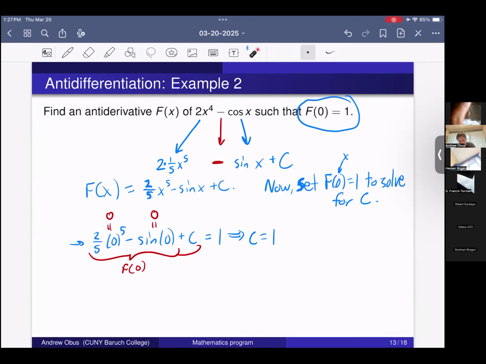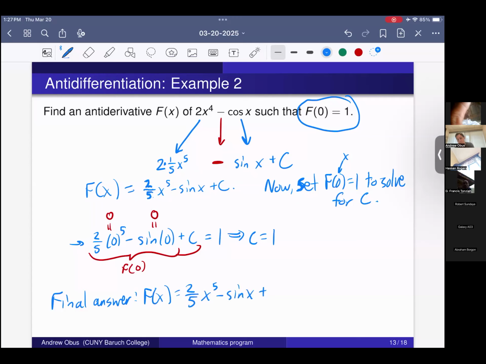Okay, so the final answer, this tells us that C has to be equal to 1. So the final answer is f of x equals 2/5 x to the fifth minus sine of x. And now not just plus C, but we figured out exactly what the C has to be. So plus 1. So this is the final answer over here.